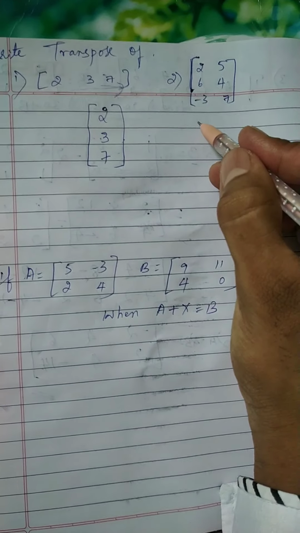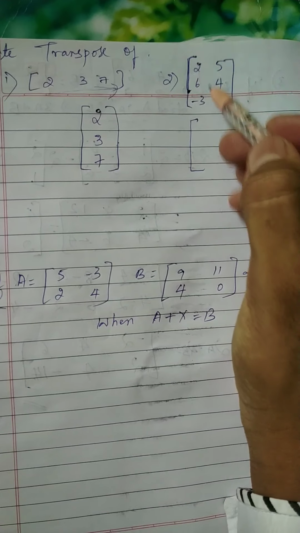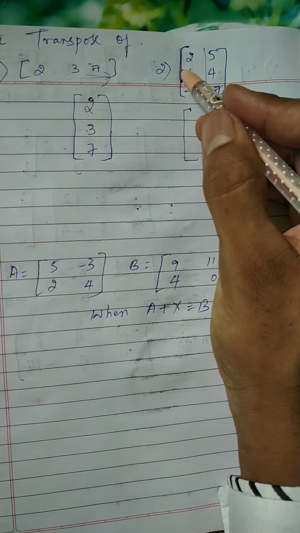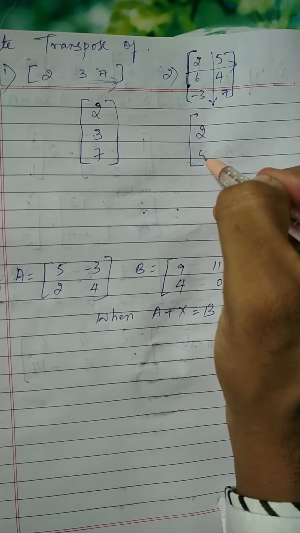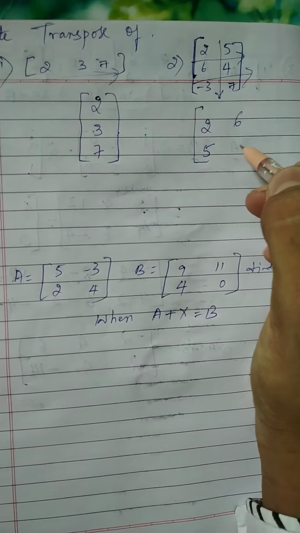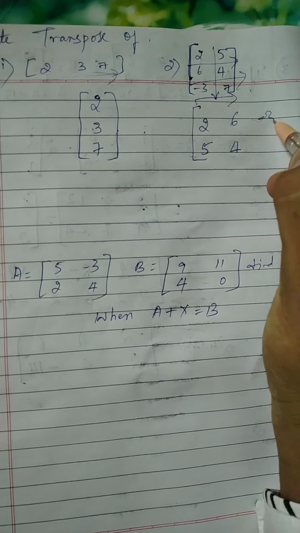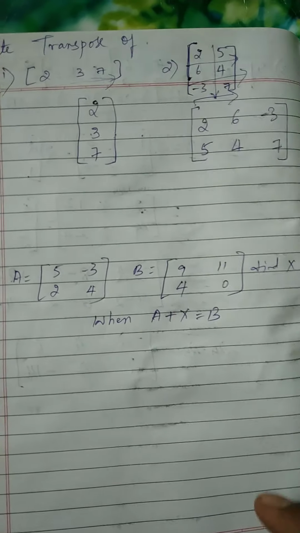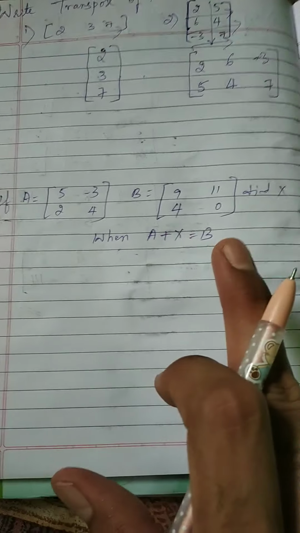So what about this? Now if we convert rows into columns, a row will become a column. So this is the row, and this becomes a column, so it is 2, 5. Then this is the row, and this becomes a column, so 6 and 4. This is the row which becomes a column, so minus 3 and 7. There you go.